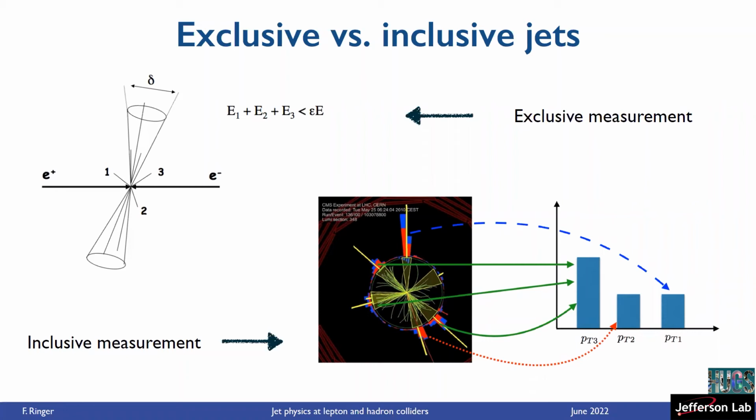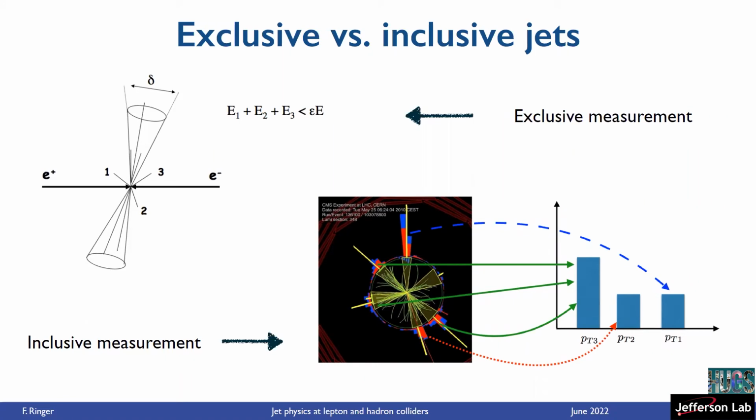You can write down an exclusive algorithm that, for example, fixes 2 jets or 3 jets or 4 jets at the LHC or the EIC, right? That's certainly possible, and people have done calculations. So this is one way to do it. The other way to do measurements is to do an inclusive measurement.